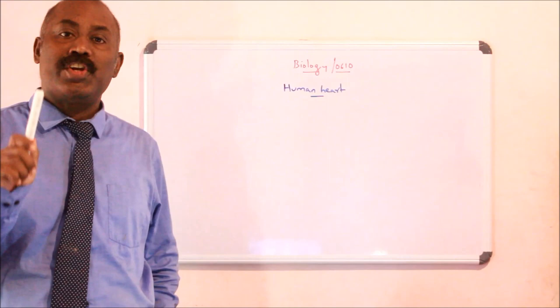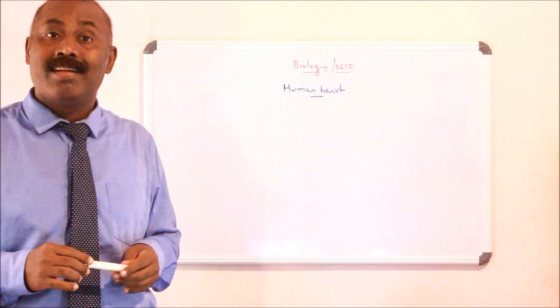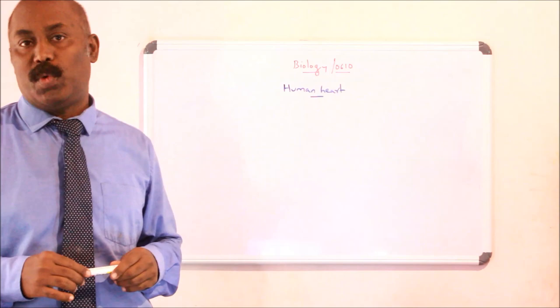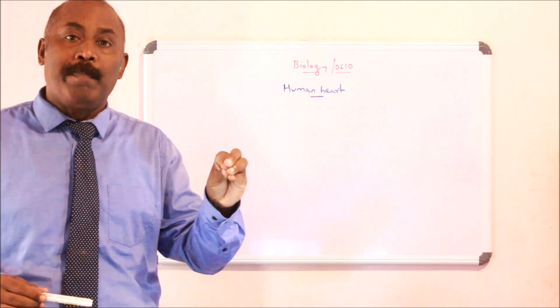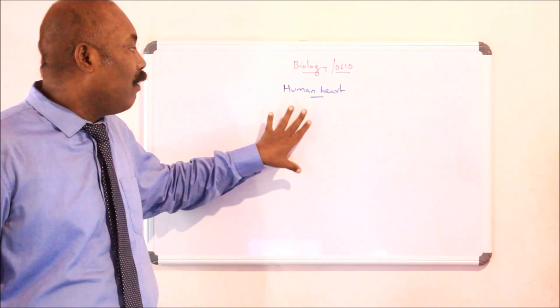I hope that everyone understood the circulatory system very well. Then the second thing is the single circulation of blood in fish. Then double circulation. Then last, the advantages of double circulation. So these are the important things you have to remember for your examination. Now I am going into the next topic, that is the human heart. Now we are going to learn the human heart in detail.